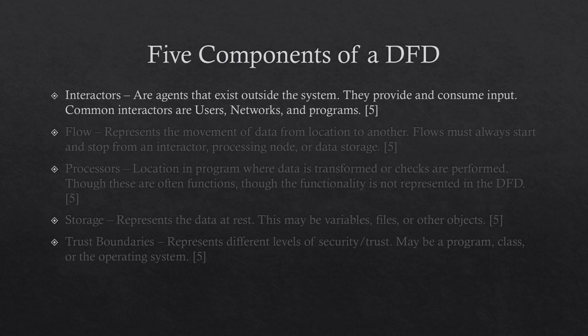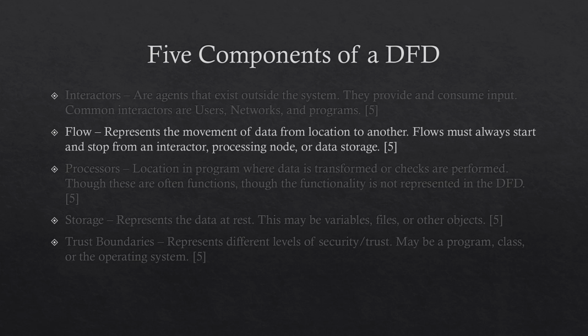Here we'll explain the 5 components of a data flow diagram, or the notations which were shown in the previous slide. The interactors are agents that exist outside the system. They provide and consume input. Common interactors are users, networks, and programs. So basically anything that interacts with the system to provide input or receive output is an interactor.